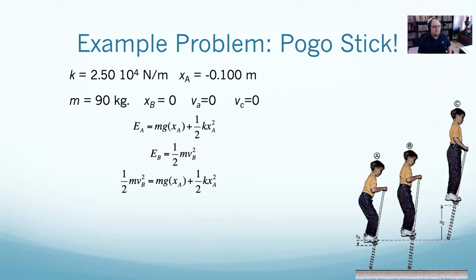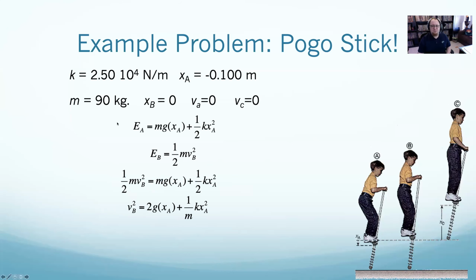Now if I want to find velocity at B, I did both in one step, it looks like, so that was dumb. I can multiply both sides by 2. When I multiply both sides by 2, this will cancel out a half and put a 2 in front here. And then I can divide both sides by m. When I divide both sides by m, it'll cancel out this m, and put a 1 over m over here. Sorry, I did both steps at once. And that can give you my velocity.